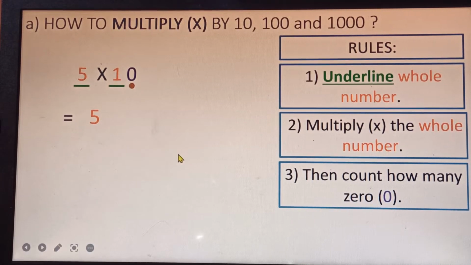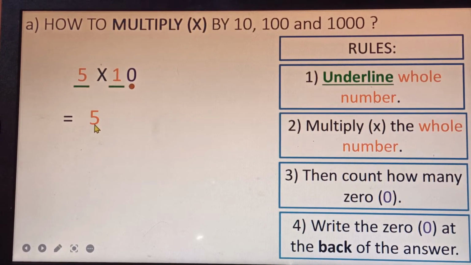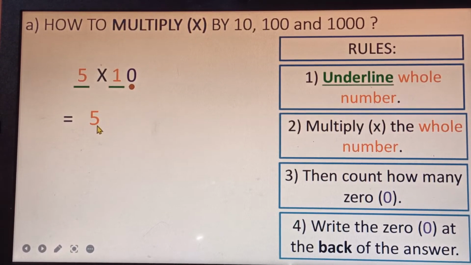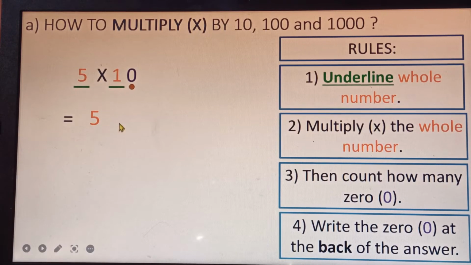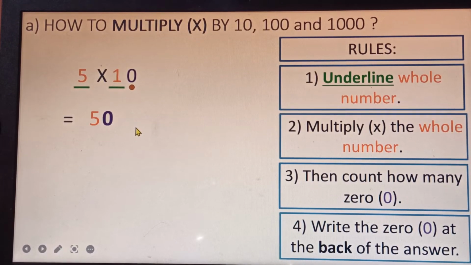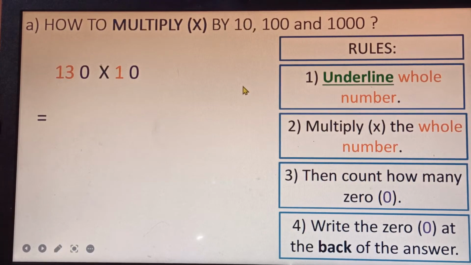What happened next? Step 4: write the 0, yang 0 kita tandakan dot tadi, at the back of the answer. So 5 times 1, the answer is 5. And the 0 that we counted, kita letakkan di belakang jawapan itu. So 1 zero, you got 50, isn't it? All right, easy, right?